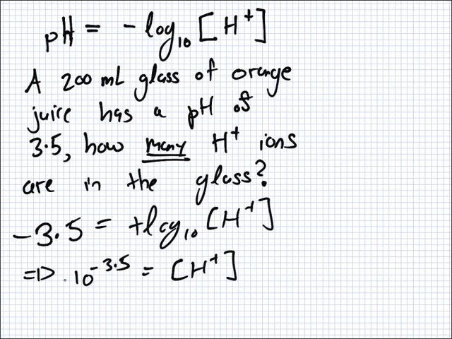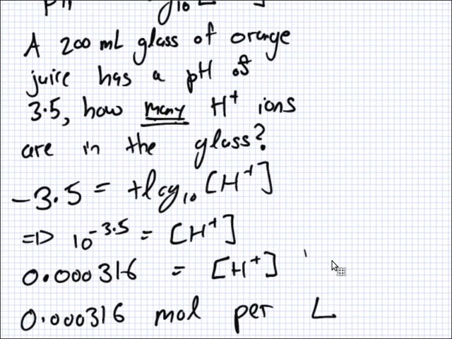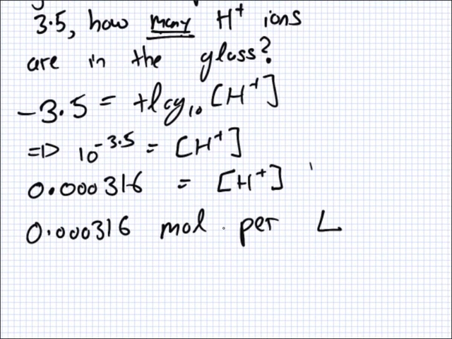Now, I didn't want H plus. What is this? 10 to the power of minus 3.5? 316? That's what you got? Okay, but that's not what I wanted. I wanted how many. So this is 0.000316 moles per liter. How many liters do I have? 0.2.